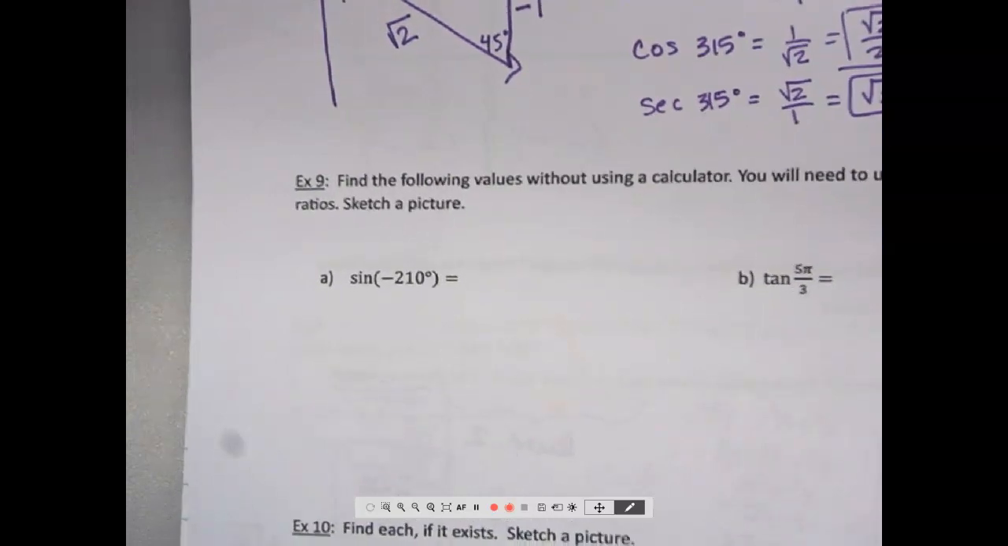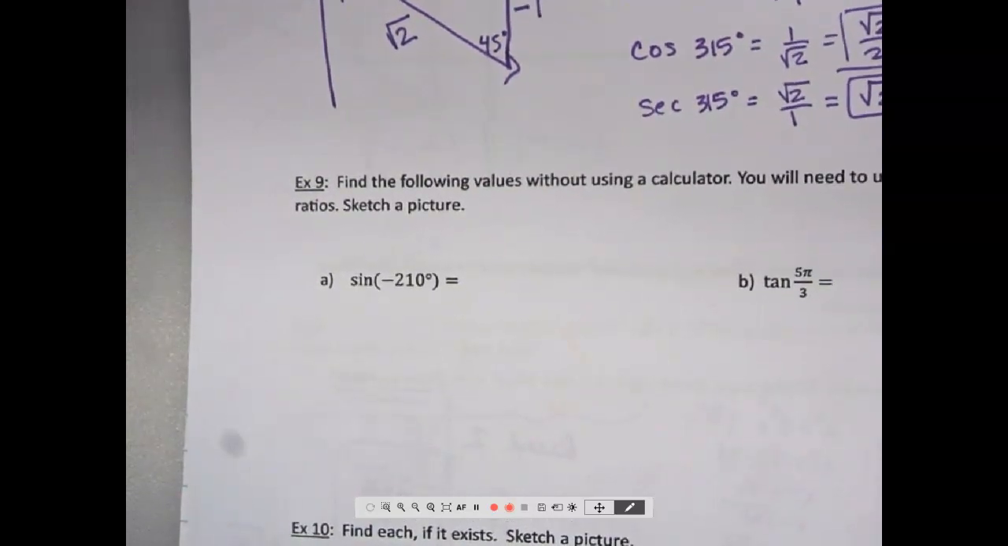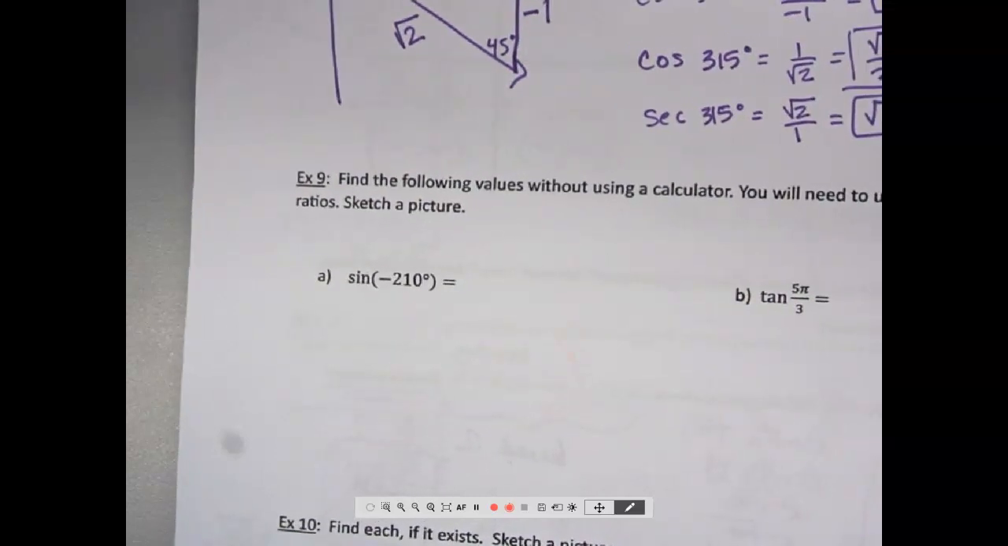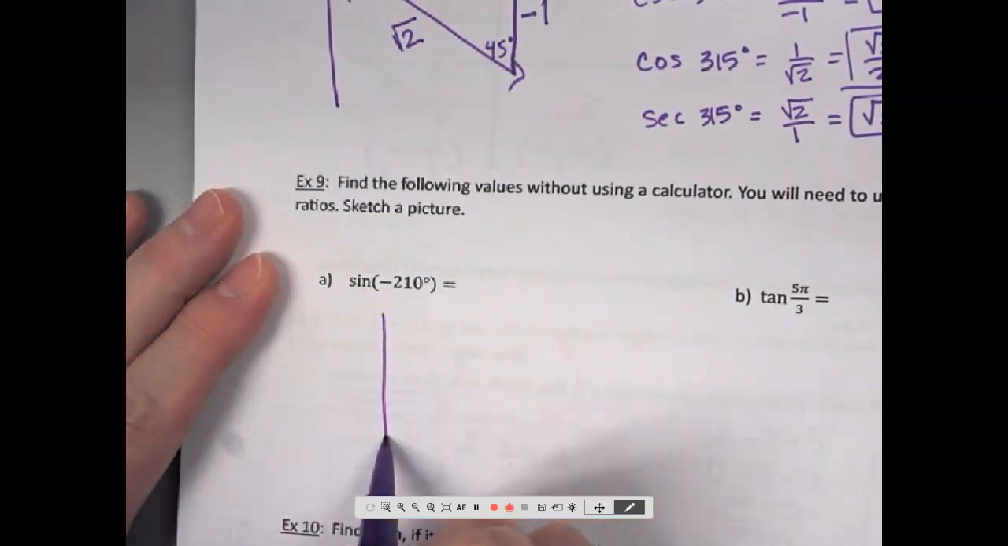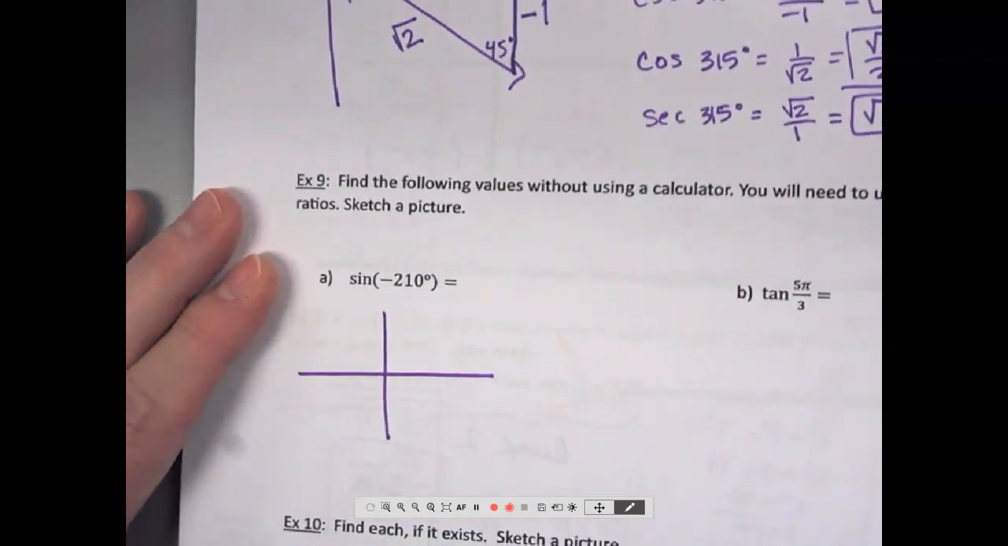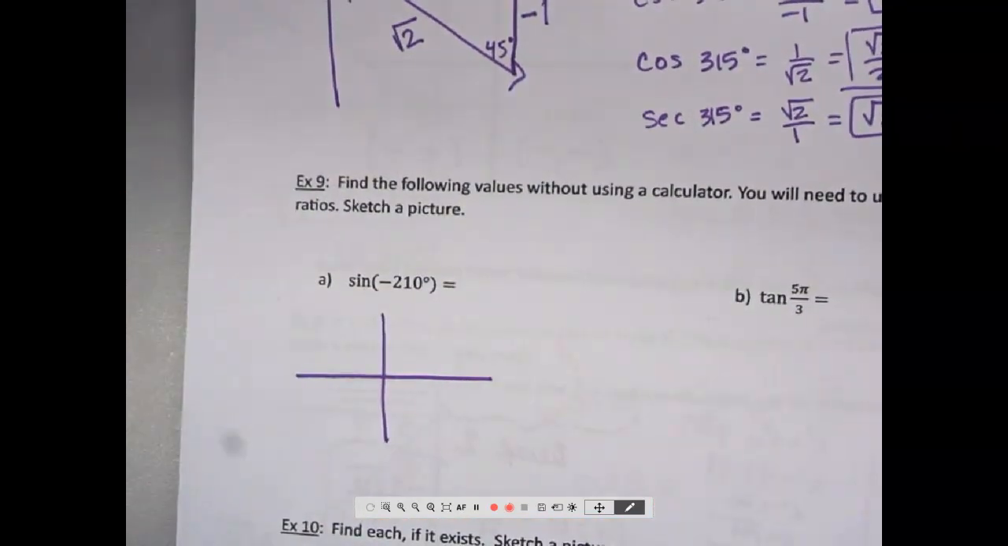All right, example 9. Find the following without using a calculator. You will need to use special triangle ratios, sketch a picture. Okay, negative 210. If I rotate negative 210 degrees, that means I'm going clockwise 210. Where do I stop?